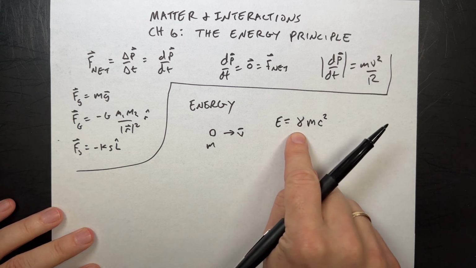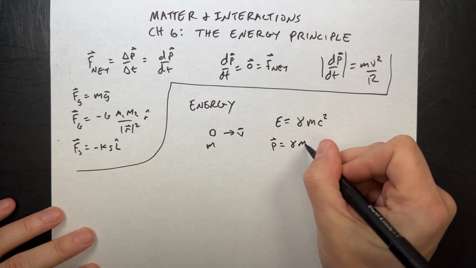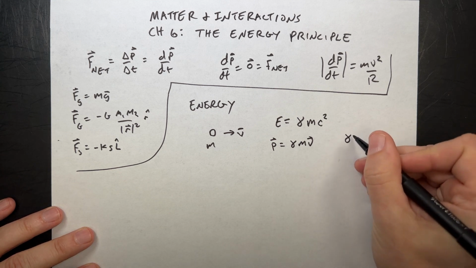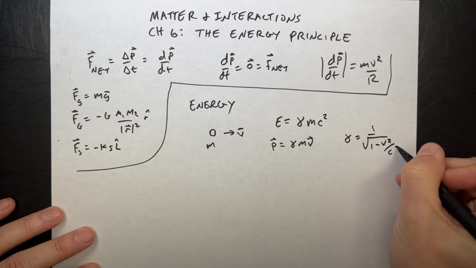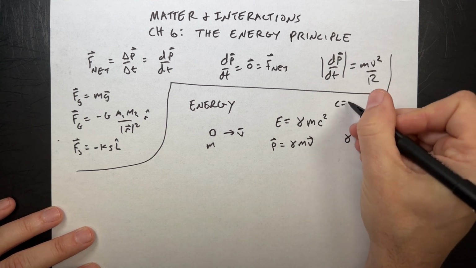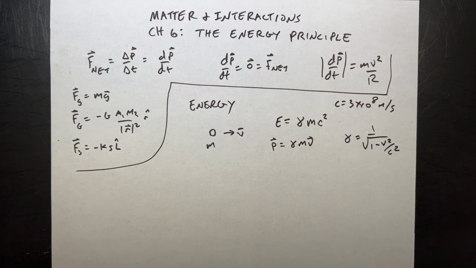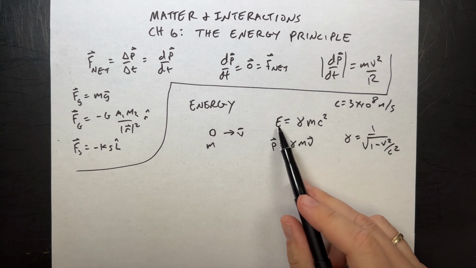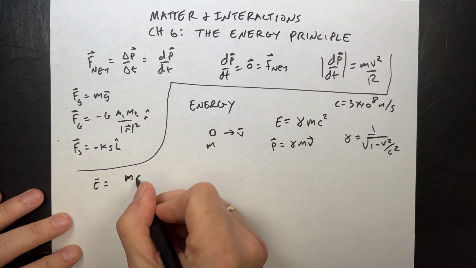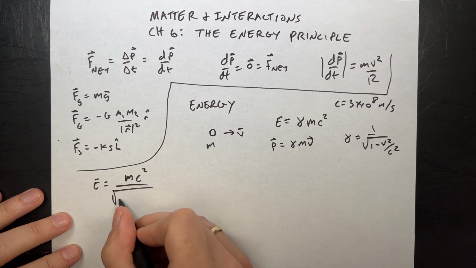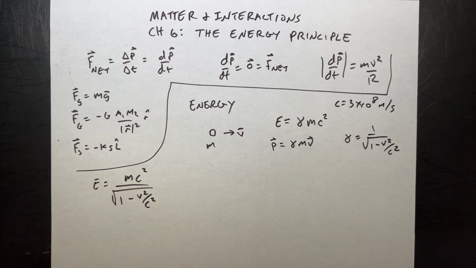Remember this gamma, we saw it before in our definition of momentum. Momentum was gamma mv, and in both these cases, gamma is 1 over the square root of 1 minus v squared over c squared, where c is 3 times 10 to the 8th meters per second. It's the speed of light. So the energy of a particle, you could write as mc squared over the square root of 1 minus v squared over c squared. And that's the magnitude of the velocity right there.